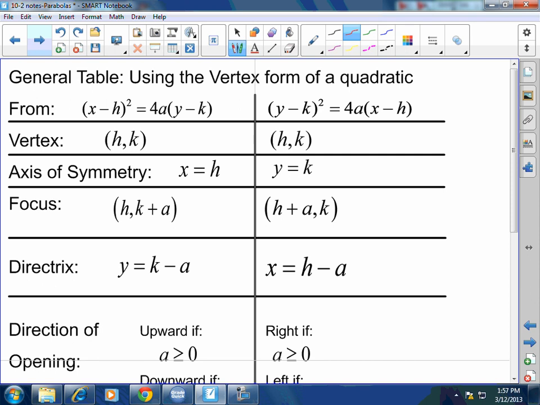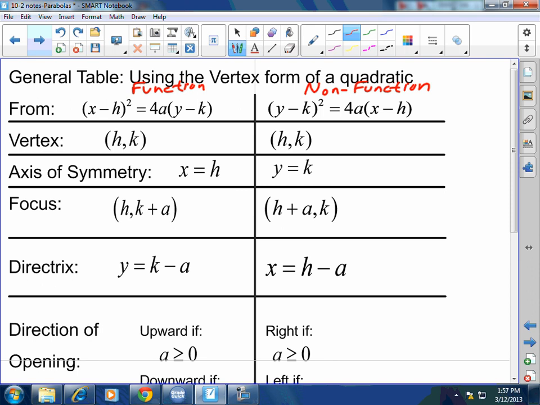And the formula, we're going to first look at the x squared one. This is the function, because x is being squared. This is the non-function, because y is being squared. So, I've got x minus h squared. That's kind of just like the vertex form. We know that h makes it go left and right. Equals 4a times y minus k. The vertex is your h and your k. That's pretty simple. That's like from before.